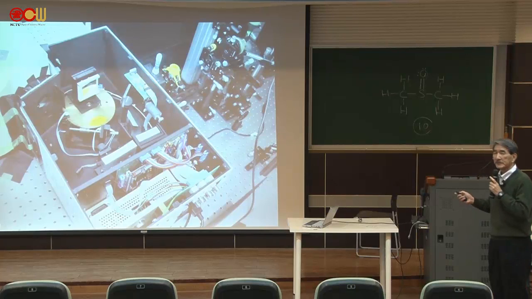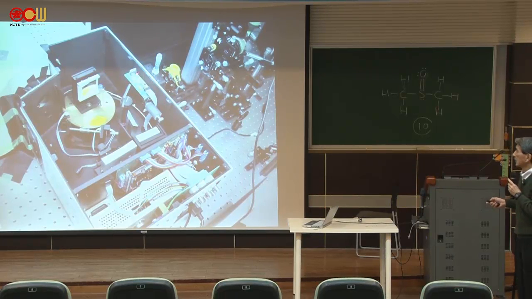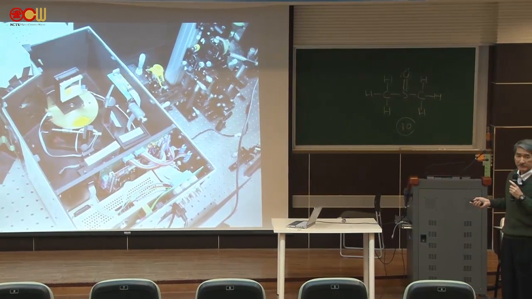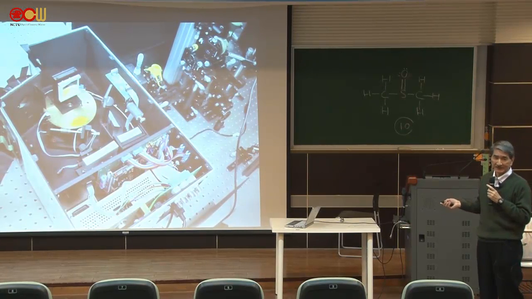Here you have a very small prism. And here we are working in the deep ultraviolet region, so it is not easy to have a nice grating for this purpose. We are using a prism for this spectrometer. I'm not going into the details, but the inside of the spectrometer is like this.